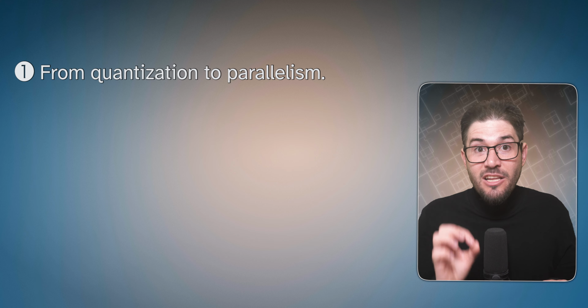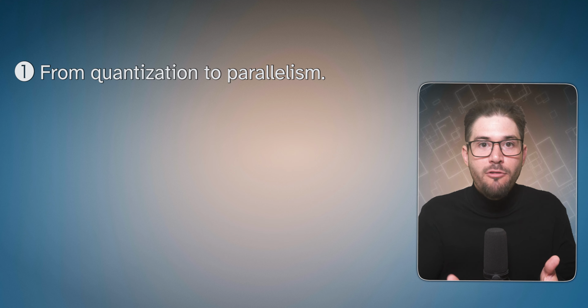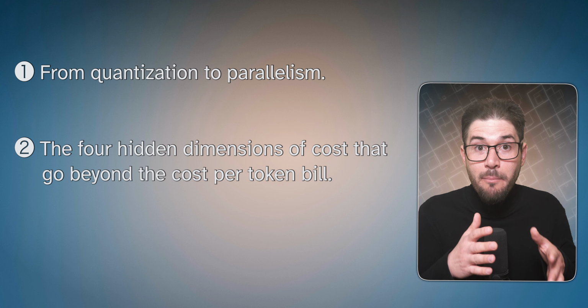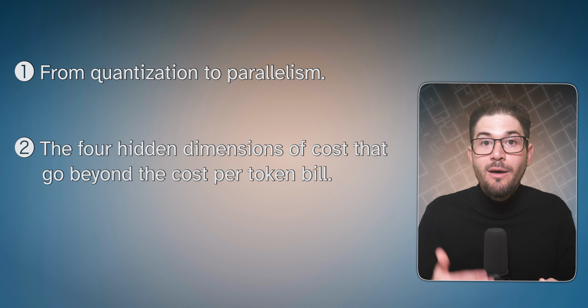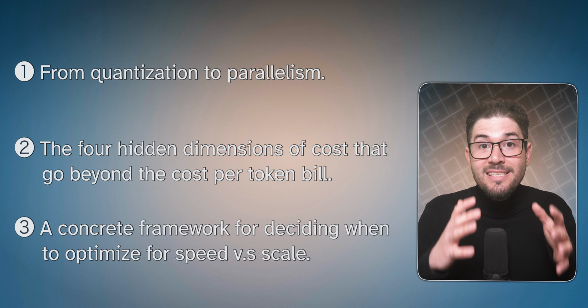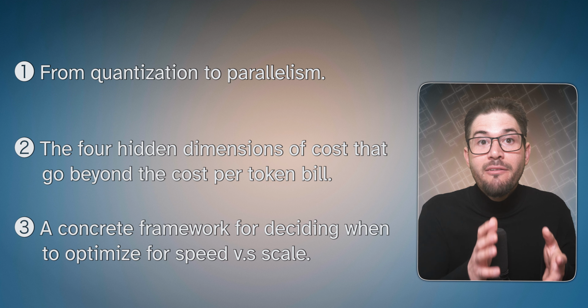So in this video, we are going to tackle this by looking at, first, the key engineering layers you can pull in, from quantization to parallelism. Second, the four hidden dimensions of cost that go beyond the well-known cost per token bill. And third, a concrete framework for deciding when to optimize for speed versus scale. By the end of this video, you will have a systematic approach to navigate the LLM inference trilemma and build systems that are both powerful and cost efficient.